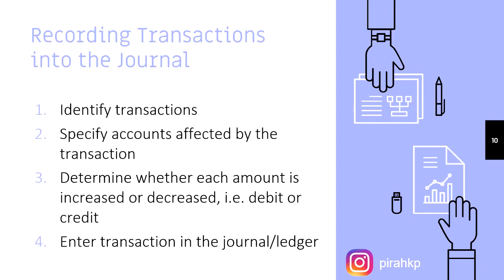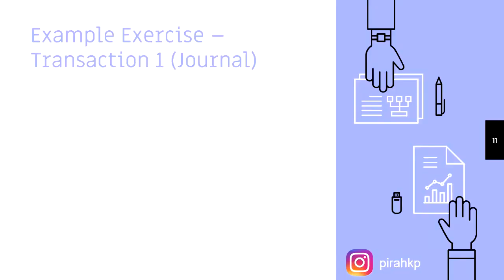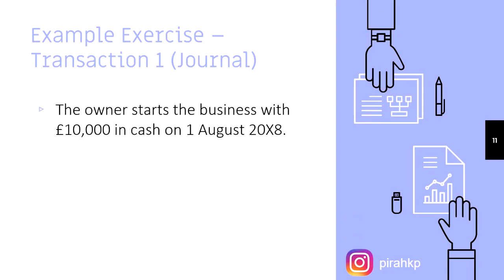So get ready guys. Now we are going to do some exercises and you will understand everything easily. Alright guys, now we are doing our example exercise. So first transaction is the owner starts the business with 10,000 in cash. As we said, we have to understand the transaction first. Over here, it's pretty simple. The owner invested 10,000 cash in business.